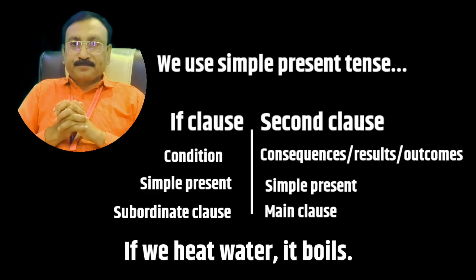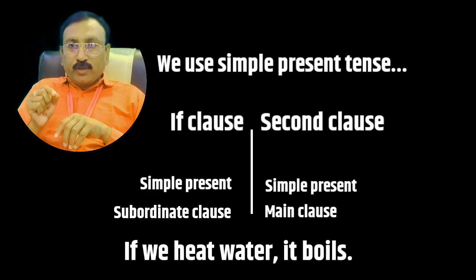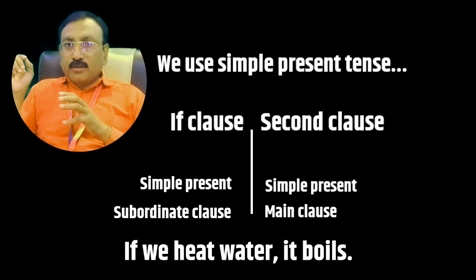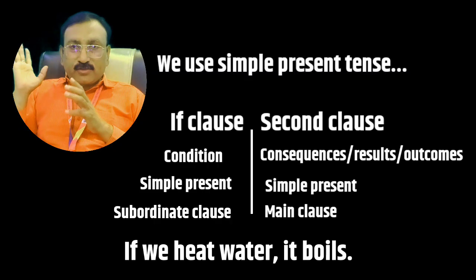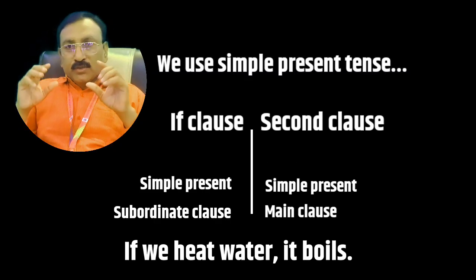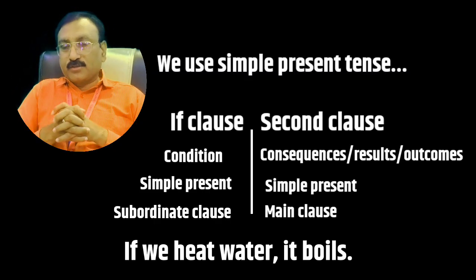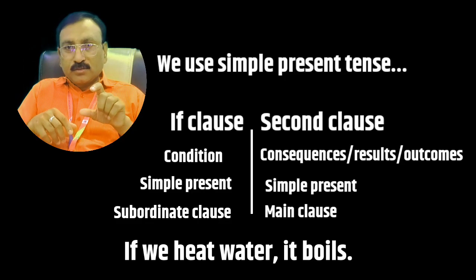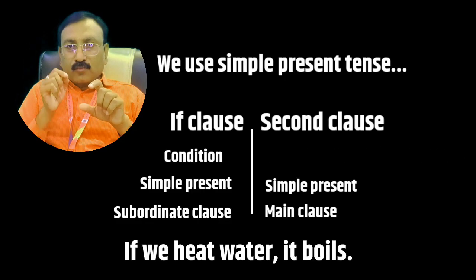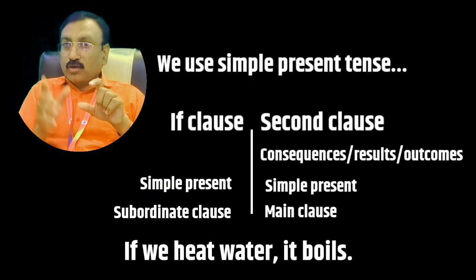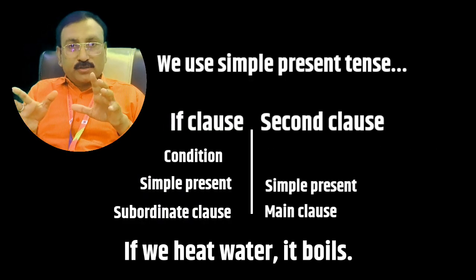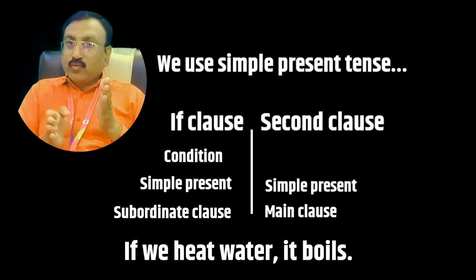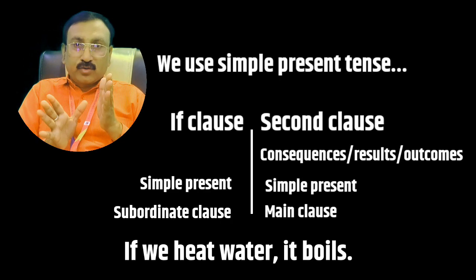For example, if we heat water, it boils. See, this is a conditional sentence. In this sentence, the first clause is "if we heat water", and the second is "it boils". "If we heat water" is the subordinate clause.